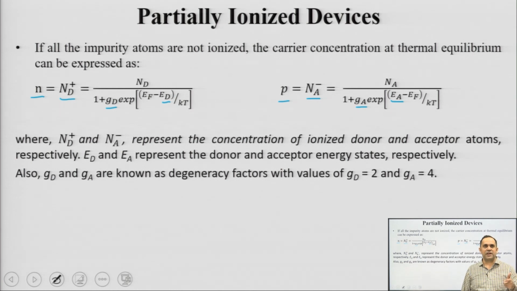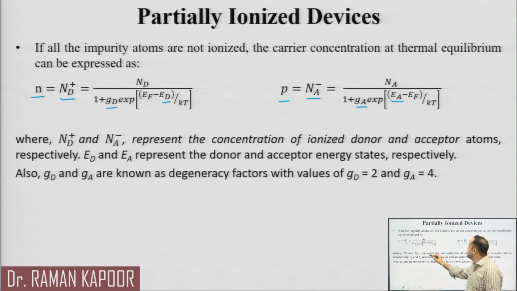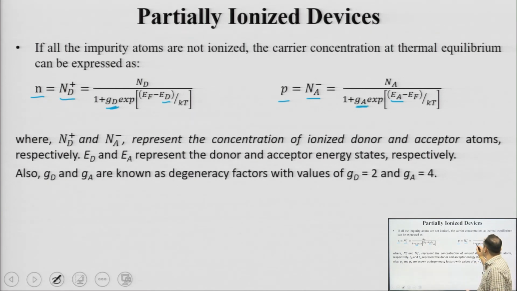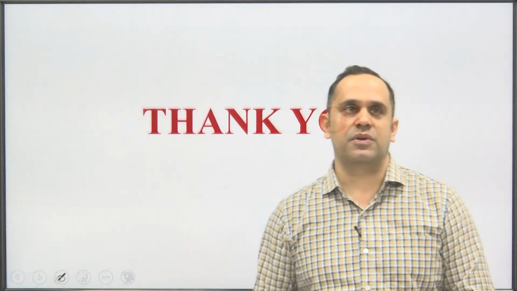At a particular energy level, you can have electrons with opposite spin, and in valence band you can have something called a heavy hole band and a light hole band. Because of that, Gd, degeneracy factor in N type devices is 2, Ga, degeneracy factor in P type devices is equal to 4. Okay. So, with this we come to the end of today's lecture.